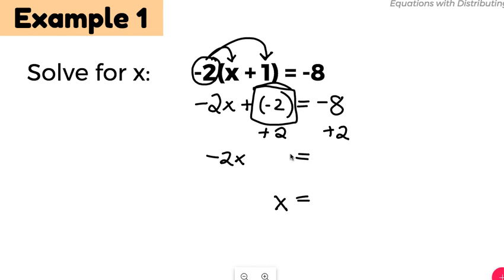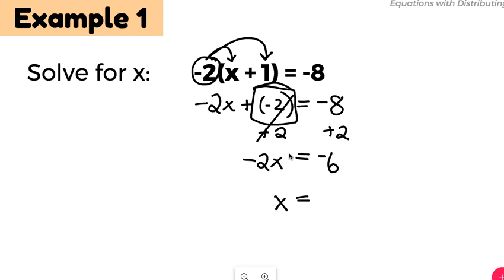Some may feel the need to write that 0 down, some may not. You may be comfortable just canceling here and writing negative 2x. And then on the right-hand side, negative 8 plus positive 2. If I have different signs, I find the difference of the digits. The difference between 8 and 2 is 6. I have more negatives, so my answer is negative.